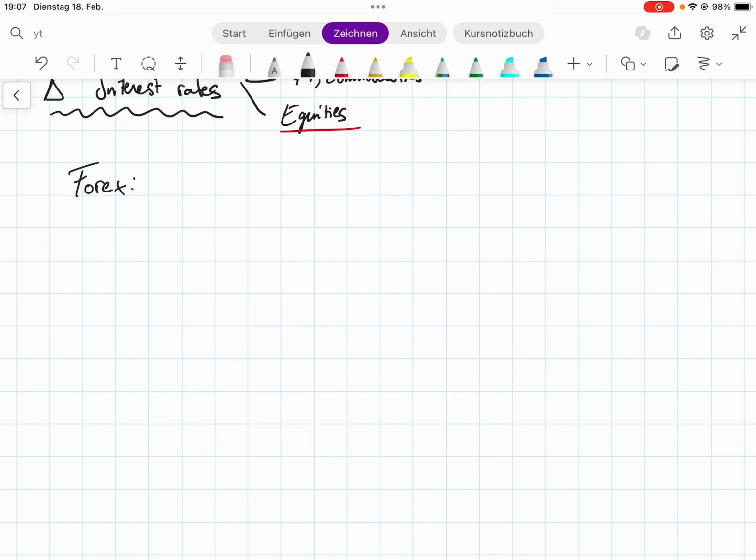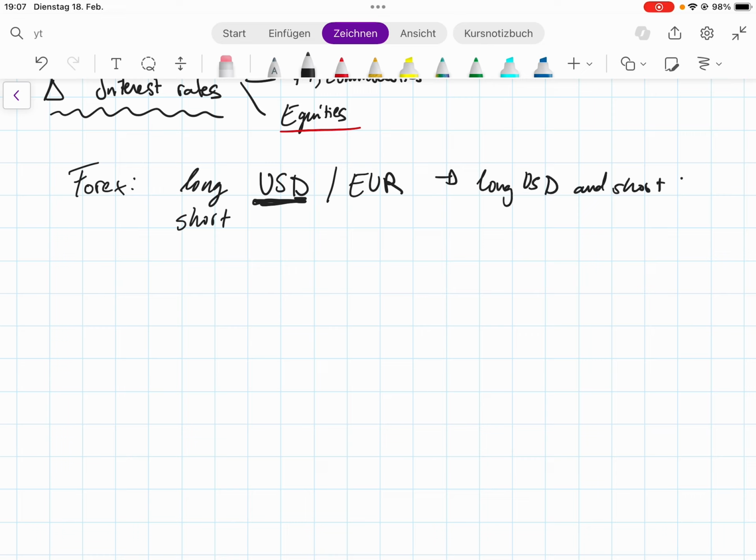Maybe to start off, currencies are always traded in pairs. Let's say in this case, we're trading the pair US dollar against the euro, and you can either go long this pair or short this pair. And you're always going long or short the first currency in the pair. So if you go long the USD euro, you're basically going long USD and short euro.